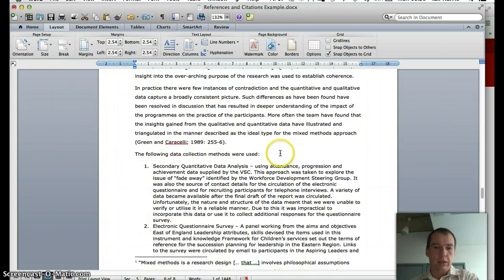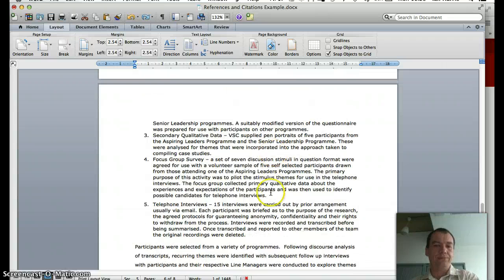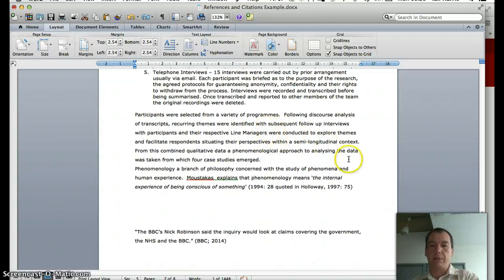Green, Caracelli, Yin. Oh yes, yeah. If we go a bit further down here, this is another bit of practice that we sometimes have problems with. Moustakis explained something, and I thought that it was a valuable explanation. But I didn't read Moustakis. I read a book by somebody called Holloway, and they quoted Moustakis. And they said to me that Moustakis wrote this in 1994, right? And they said it on page 28 of their book.